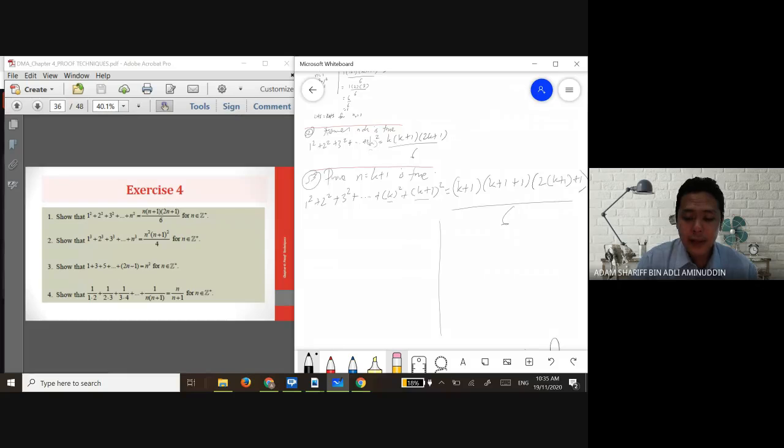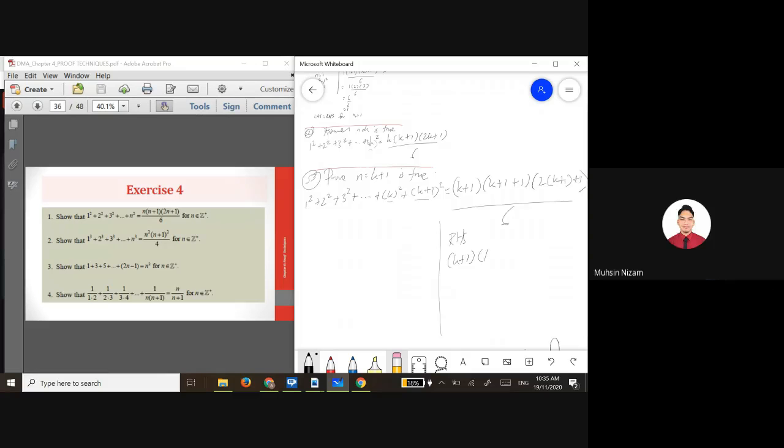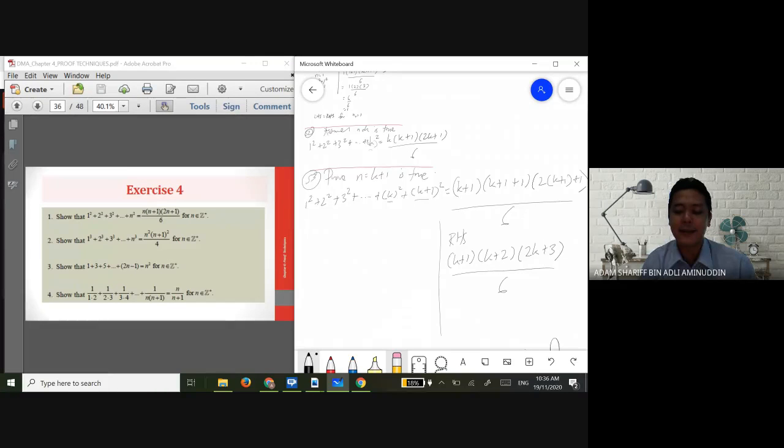Now, we start with the left hand side. You might start with the right hand side first. There's no problem with that. If we start on the right hand side first, you will get k plus 1, k plus 2, 2k plus 3 over 6. Senang saya. Terima kasih. It will become this.